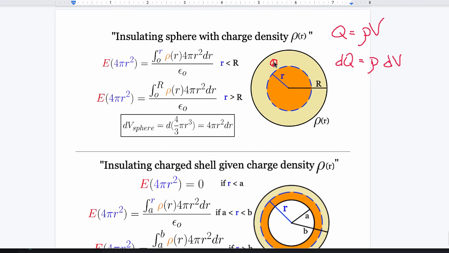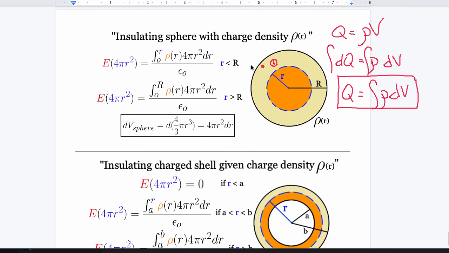So rho has some well-defined value at that point. And now we can just integrate both sides, and I can say that my Q is going to be the integral of rho dV. This is always true. It's just a matter of what you would put in for dV. So this is what I'm doing up here. I'm saying, okay, Q enclosed, this whole numerator is Q enclosed. I'm taking the integral of rho dV.